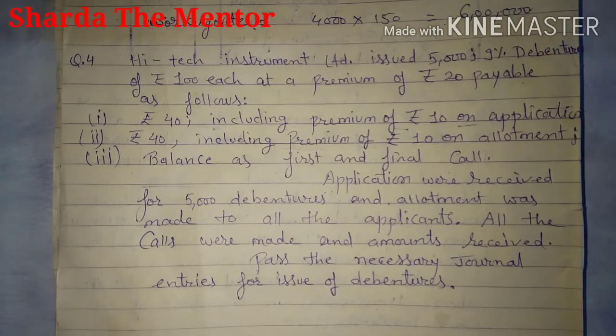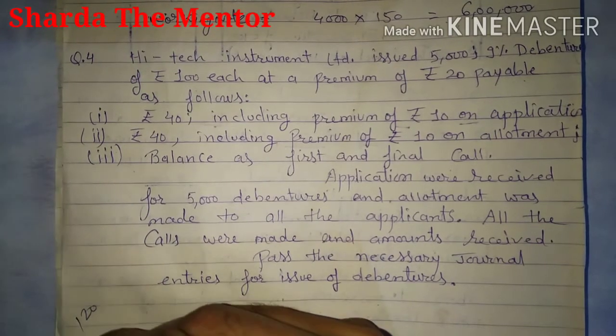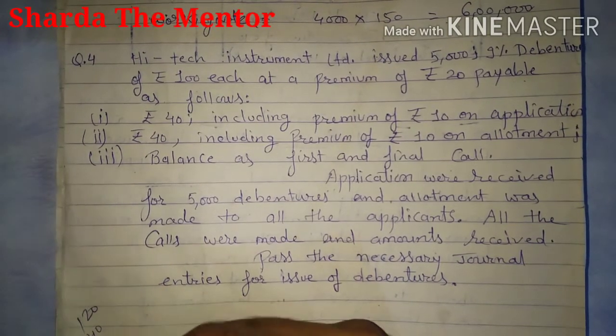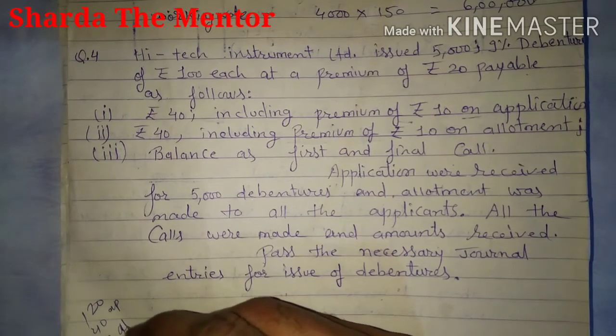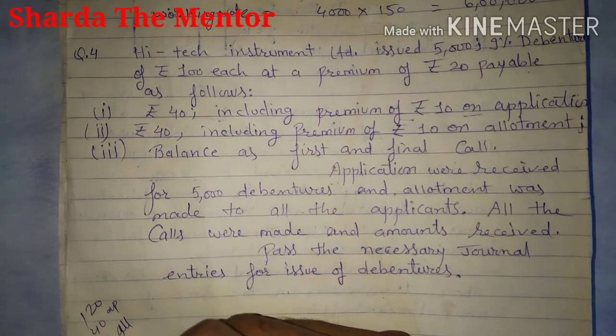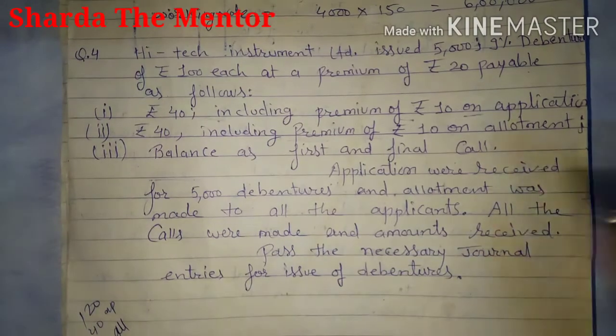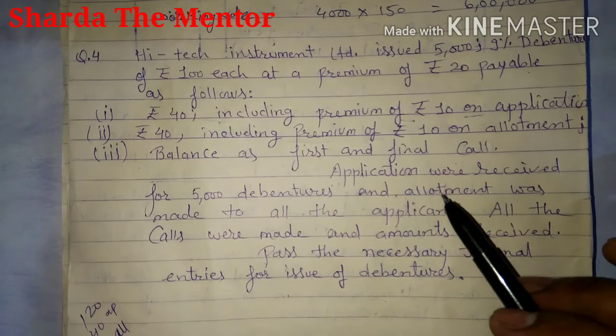So 100 plus 20, that is 120 is the value. 40 rupees on application and 40 rupees on allotment. So if I deduct 80 rupees from 120, the remaining will be 40. So balance 40 rupees on first and final call. That is the case of the installment method.